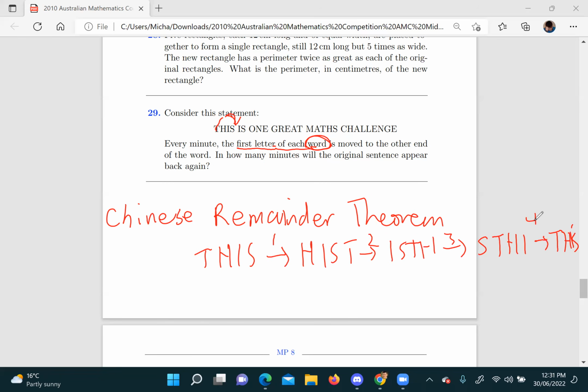Now if you look at each individual word, you can see that IS will come back in 2 minutes. So what this means is that the answer has to be a multiple of 4, and if you know modular arithmetic, it's 0 mod 4. If you look at IS, it means the answer has to be a multiple of 2.